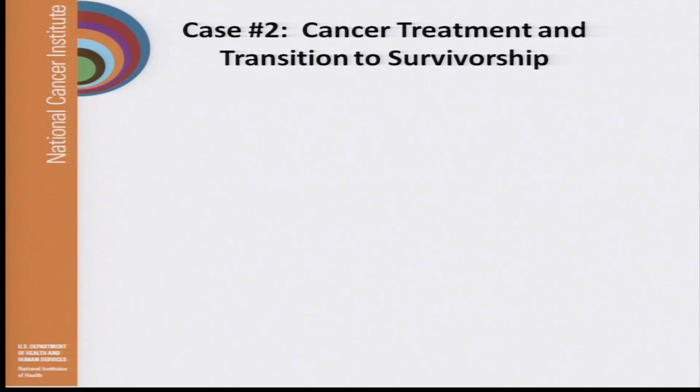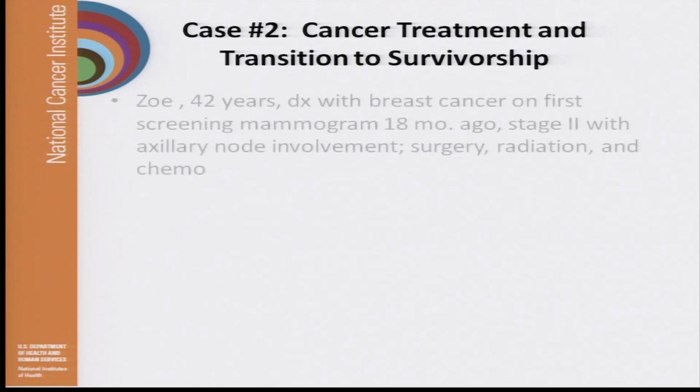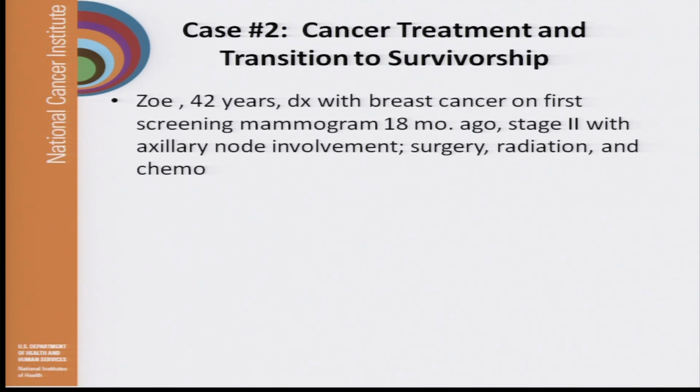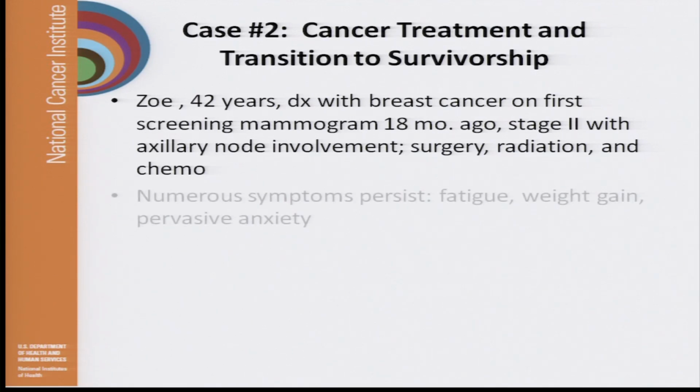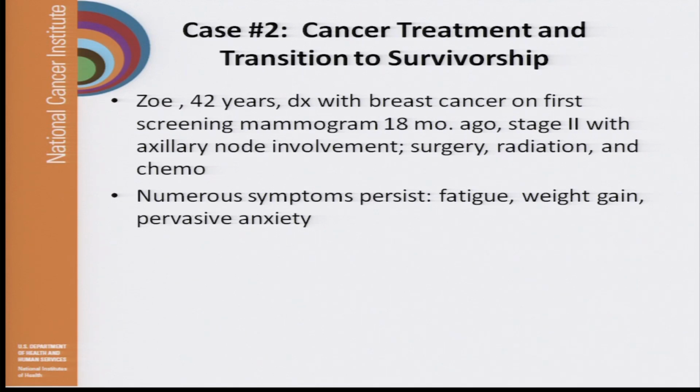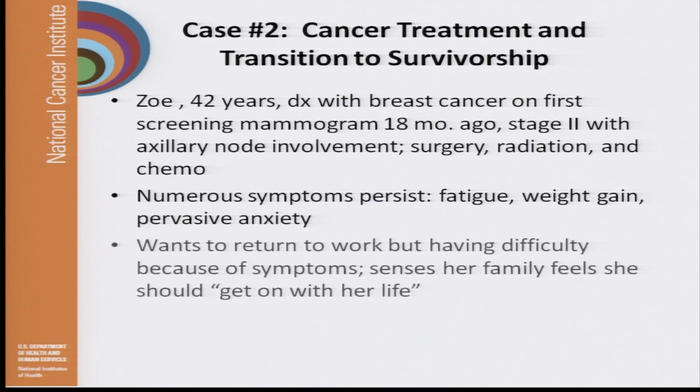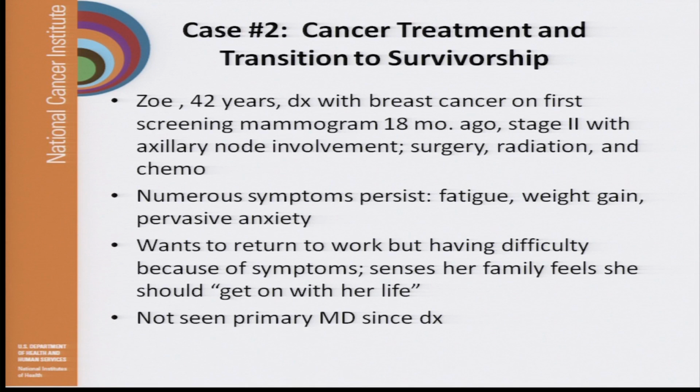Our second case illustrated another type of care along the continuum, cancer treatment, but highlighted that interface and step from treatment to transition to survivorship. Zoe is 42 years old, diagnosed with breast cancer on first screening mammogram 18 months ago, stage 2 with axillary node involvement, surgery, radiation, and chemo. Numerous symptoms persist: fatigue, weight gain, pervasive anxiety. She wants to return to work, but is having difficulty because of the symptoms. She senses her family feels she should get on with her life. She has not seen her primary care physician since diagnosis.